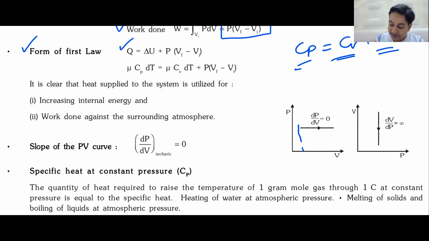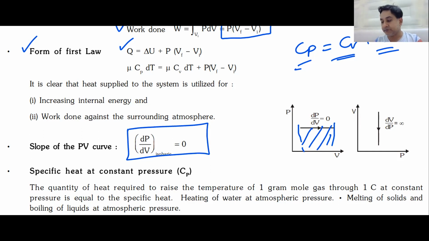To calculate the work done, you can simply calculate this area. It is pretty simple. In the PV graph, the slope for this particular process is 0. Do we understand this? Yes, sir. This is known as an isobaric process, and the molar heat capacity in this process is known as Cp. We know this? Yes, sir.